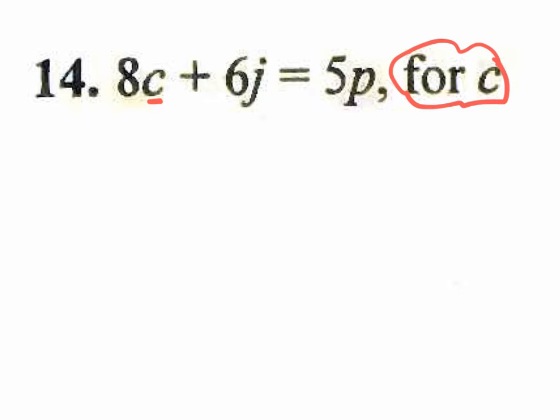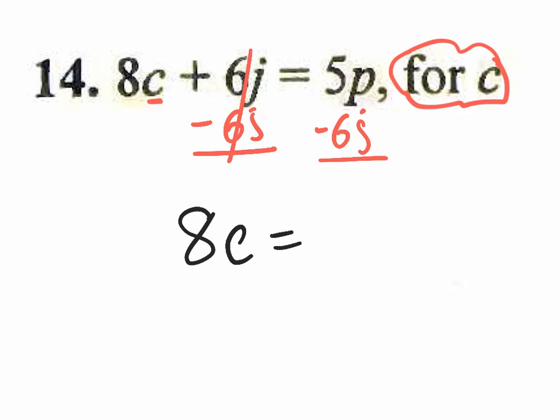How do we get rid of 6J? It is a plus 6J. How do I get rid of a plus 6J? Minus 6J, right? So minus 6J cancels out. What I do to one side, I do to the other. Could I actually do 5P take away 6J? No. So I'm just going to rewrite it. On the left side, I have 8C. I have the equal sign. On the right side, I'm just going to rewrite 5P minus 6J.